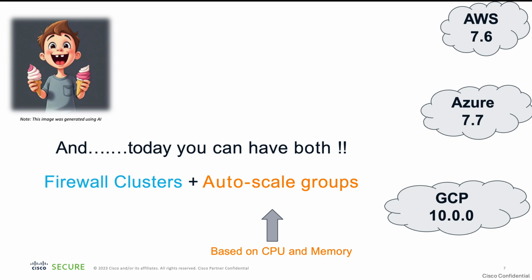Clustering with dynamic scaling capability is supported from version 7.6 in AWS and from version 7.7 in Azure, and it will be supported in GCP from version 10.00. So now the cluster has a capability of dynamic scaling. We'll see this in action while deploying the cluster in part two of this video.